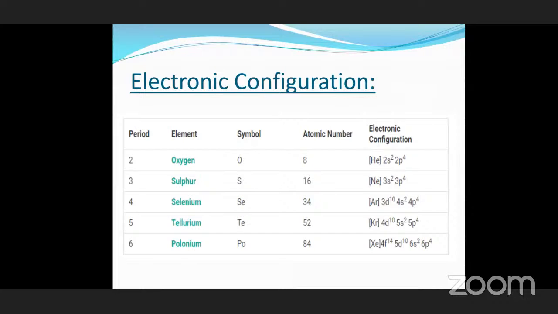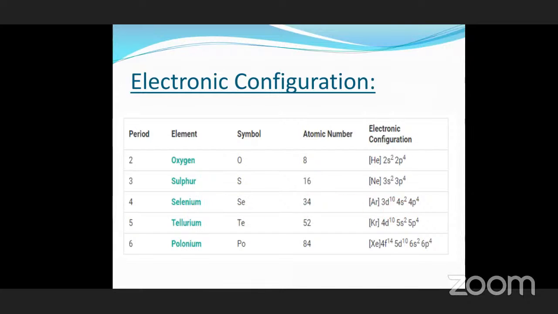So here are the electronic configurations of oxygen, sulfur and the other elements. The atomic number of oxygen is 8. The electronic configuration is 2s2 2p4. Similarly, the atomic number of sulfur is 16. The electronic configuration is 3s2 3p4. Similarly, selenium's atomic number is 34. The electronic configuration is 3d10 4s2 4p4.